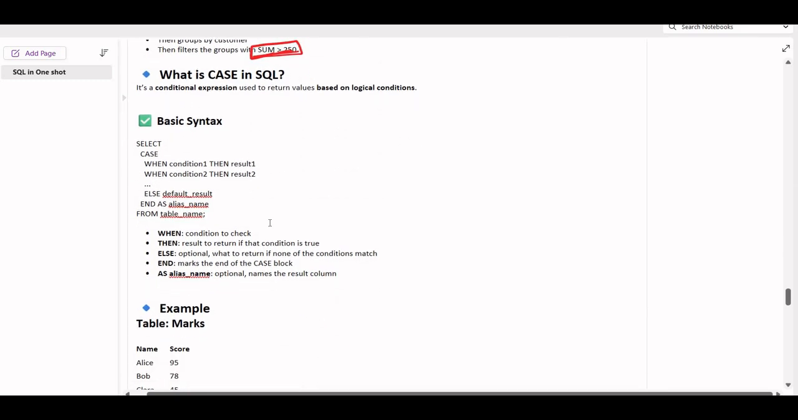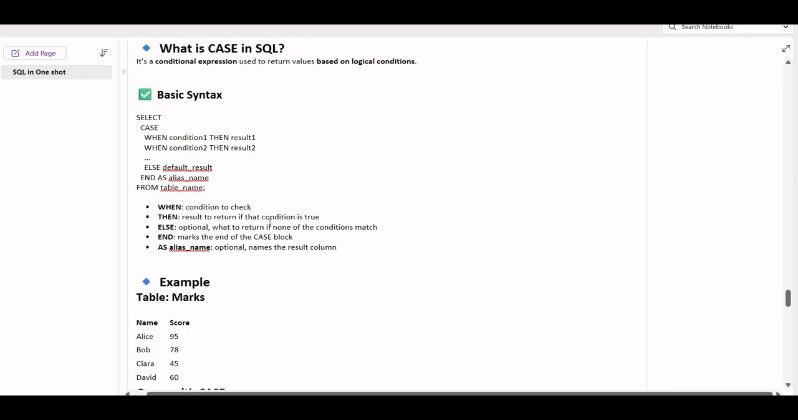Next, the most important is CASE, because most of you may not know the CASE and END statement. So please concentrate here. What is a CASE? It's basically an conditional expression used to return values based on logical conditions. See, the basic syntax they have given.